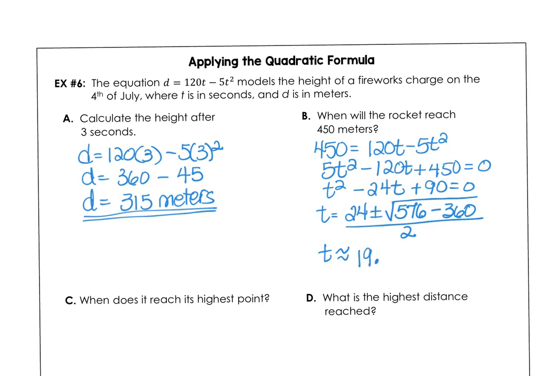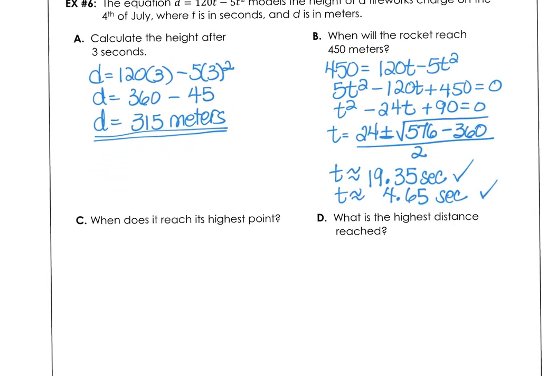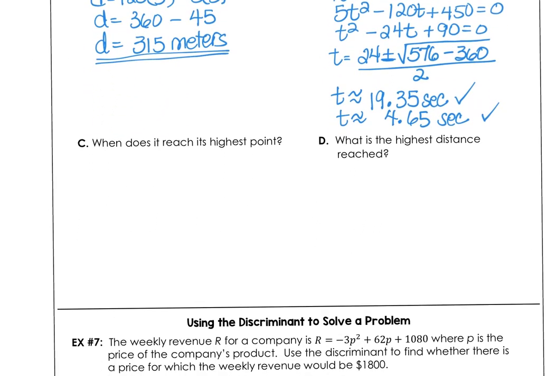So I get 19.35 seconds. And then go back and figure out 24 minus the square root and divide that by 2. And that second answer is 4.65 seconds. So at about 5 seconds, it's at 450 feet. That would be on its way up. And then after it reaches a maximum and comes back down again at 19 1/3 seconds.